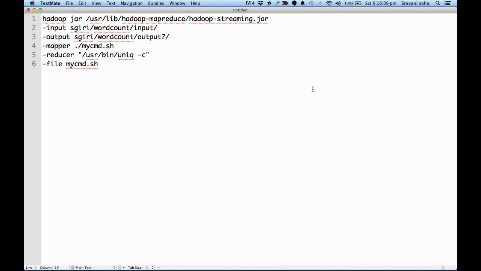No, Naveen, it wouldn't do that. It does it only in the case of Java programs. So if the Hadoop streaming jar does not exist on all the nodes, then in those cases it will copy that.